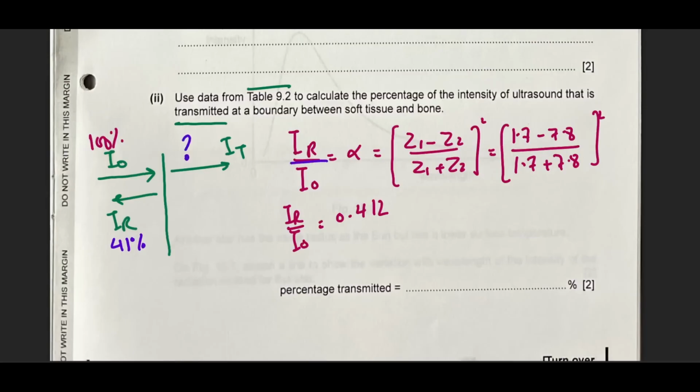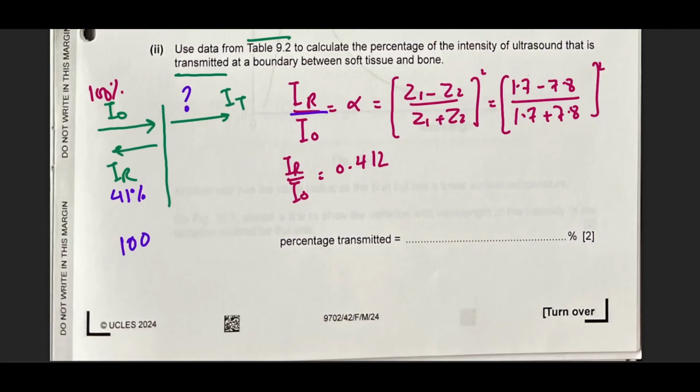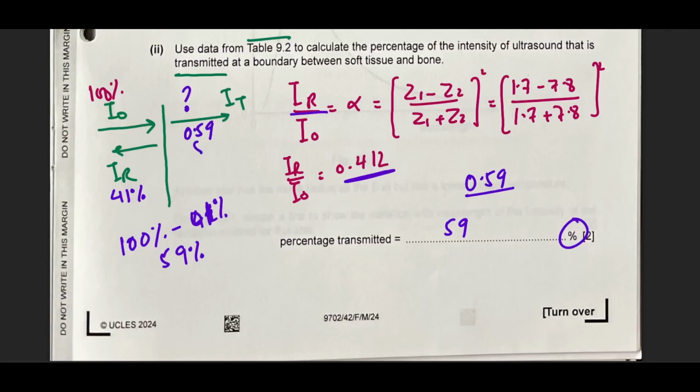So how much is actually transmitted? Simply 100% minus 41%. So we are left with 59%. This is a percentage, so this will be 59. If this had been a fraction, this would be 0.59. So 0.59, or 59%, is transmitted in, and 41% is reflected back.